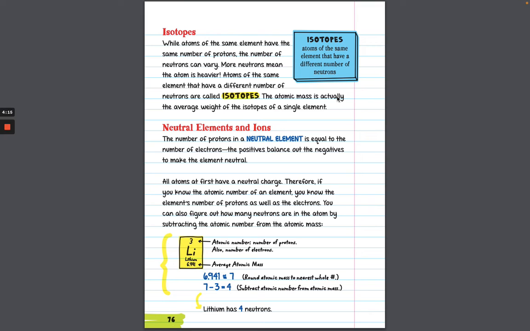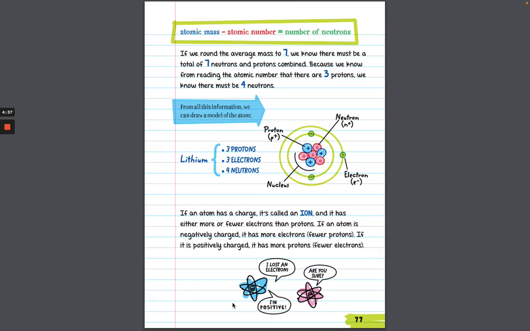So, for example, here, the atomic number is 3. The average atomic mass is 6.941. So we say that 6.941 is about 7. We're rounding this to the nearest whole number. 7 minus 3 is 4. We're subtracting the atomic number from the atomic mass. Lithium, therefore, has 4 neutrons. Atomic mass minus atomic number equals number of neutrons.